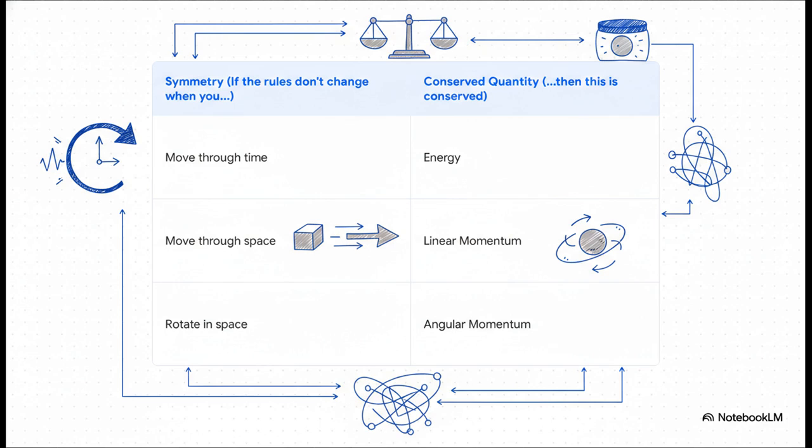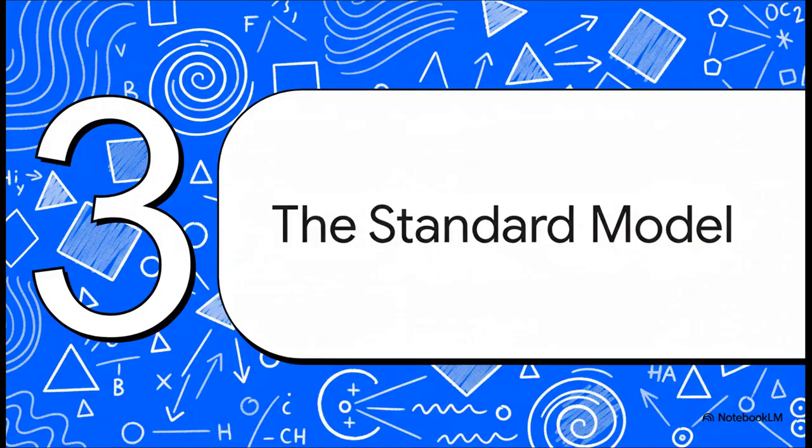They are a direct result of the fundamental symmetries of our universe. How cool is that? All right, so where is all this going? We have fields, we have these deep symmetries, and we have Feynman's awesome diagrams. Well, all of these ideas come together in what is, without a doubt, the single most successful scientific theory humanity has ever created, the Standard Model of Particle Physics.